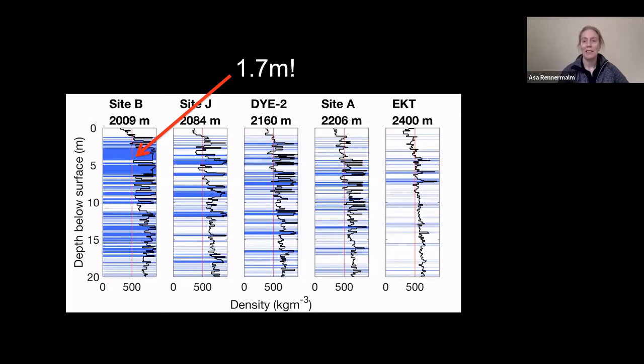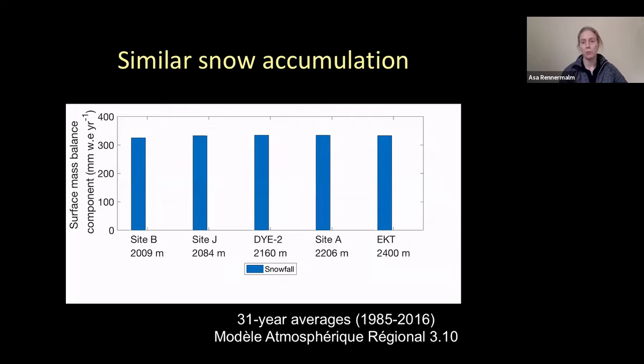All right, and we can compare this with model simulations to see what the models suggest. And so here are model simulations of snow accumulation at these sites, also arranged in the same kind of elevation order. So this figure obviously doesn't show any trend whatsoever. This is just here to show you that snowfall or snow accumulation is pretty much identical at these sites. This is the average over the 31 years.